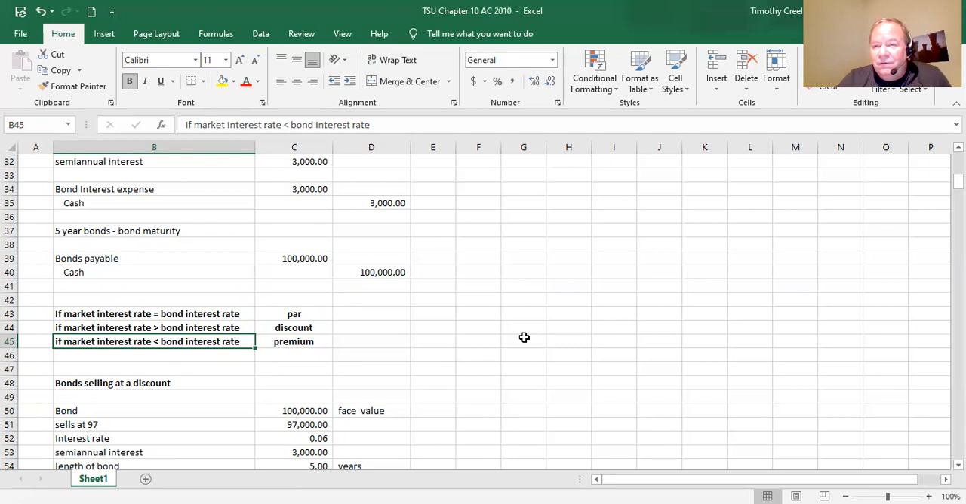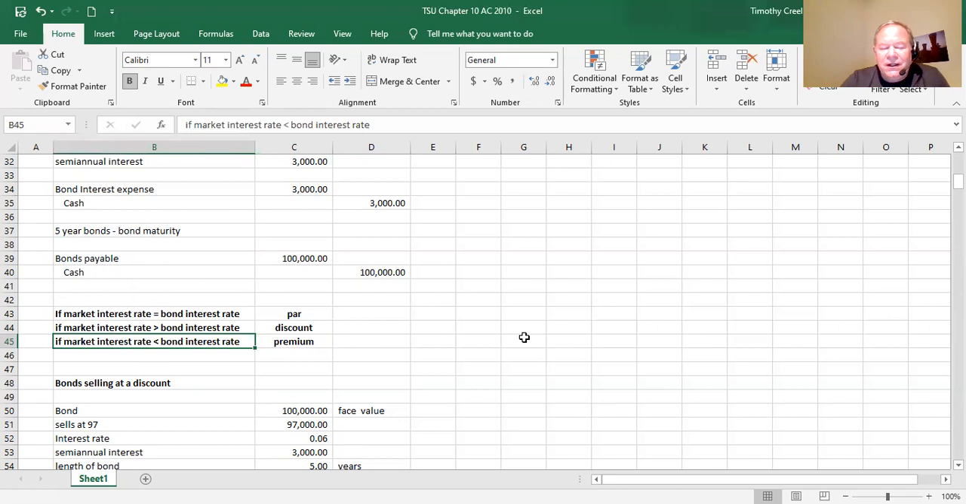Then investors will really want my bond because I'm paying a greater rate of interest than they can get anywhere else. And so in that case, my bond is going to sell at a premium, which means I can get more than face value for it because they're going to get a greater rate of interest. So they're going to have to pay a little bit more for it over face value. Now, I'm only going to have to pay them back face value when the bond matures, but I'm going to get a little bit of a premium, I guess you could say, over face value for this bond. So keep that in mind.